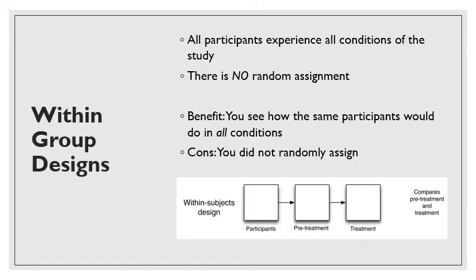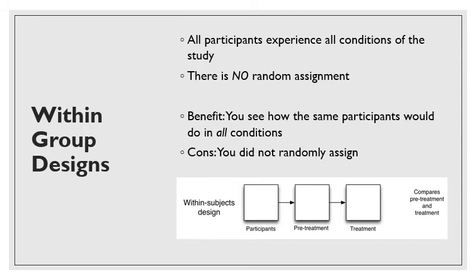And that's pretty much it: we just simply got our sample and turned them into a treatment and control group. The next experimental study design that we'll talk about is within group designs, in which all participants experience all conditions of the study. And additionally, there's no random assignment associated with this, which is actually a detriment to the study design. However, one of the benefits is that you see how the same participants would do in all conditions of your study. So essentially, all participants serve as their own control group.